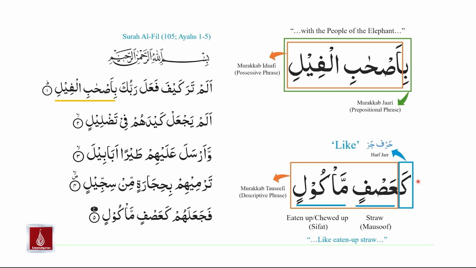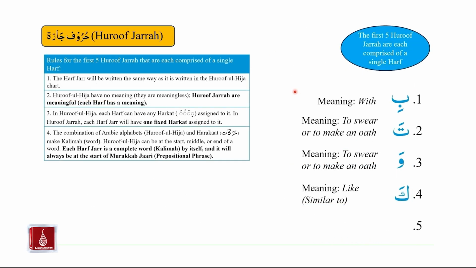If we pay further attention, we have kaf harf-e-jar at the beginning of the murakkab and it is immediately followed by an ism which is majrur. Let us continue with the study of kaf harf-e-jar. So to our list of huroof-e-jarrah that are comprised of a single harf, we have ba harf-e-jar, which means with, ta harf-e-jar, which means to swear or to make an oath, waw harf-e-jar, which also means to swear or to make an oath, and now we have kaf harf-e-jar, which means like or similar to.